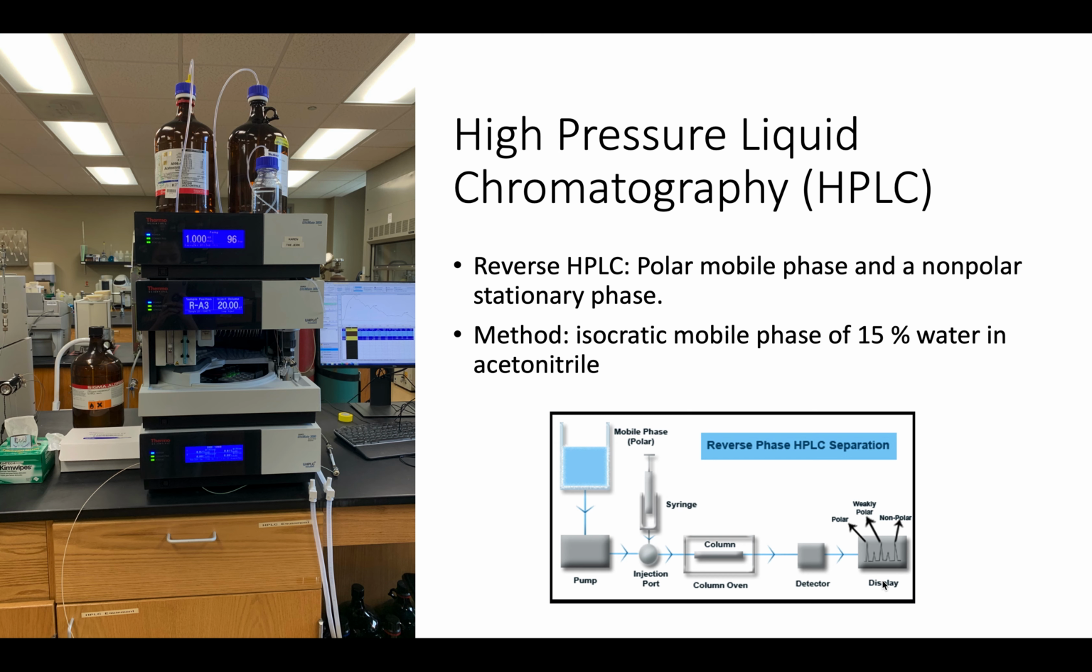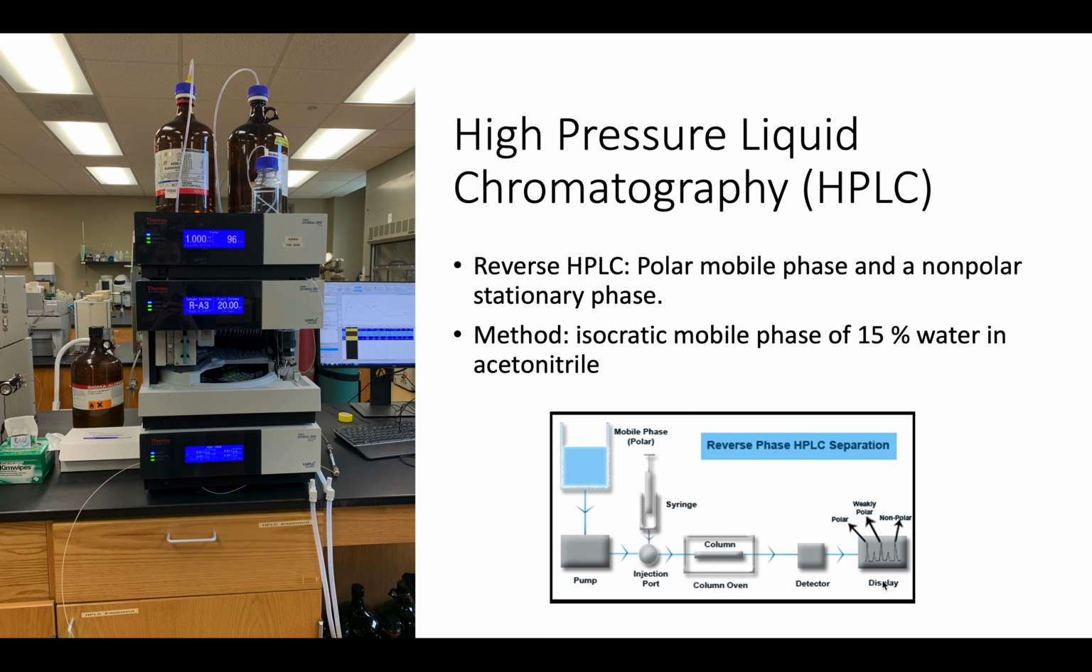We use both acetonitrile and water as our polar solvents. The stationary phase in our analytical column is nonpolar. This means that nonpolar solutions will tend to stick to the stationary phase, and polar solutions will be pushed out of the column faster with the mobile phase. The mobile phase that we are currently using is an isocratic method that consists of 15% water and acetonitrile during the whole time the solution is being ran through the column.